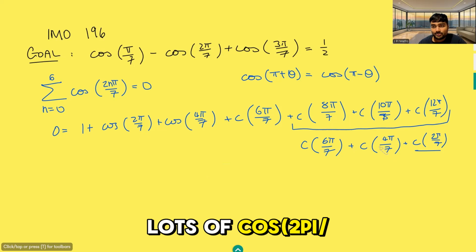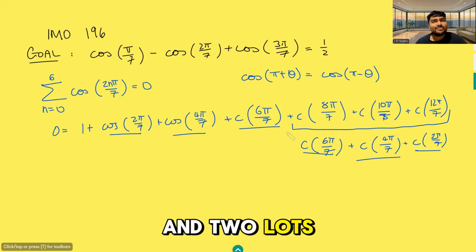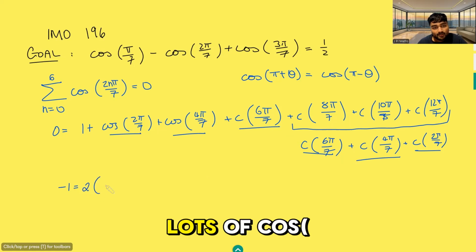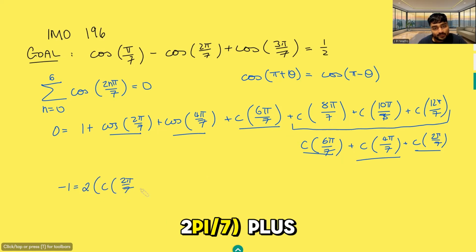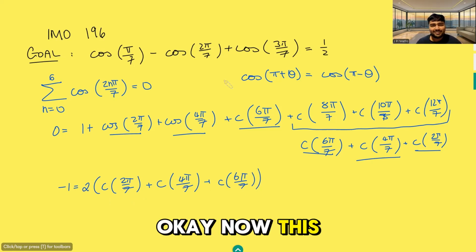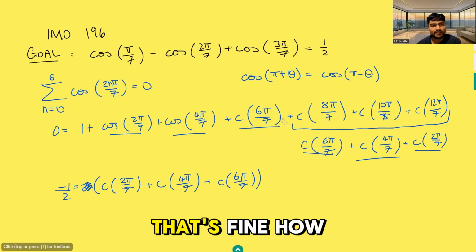Okay, and now we can pair up these terms. We've got two lots of cos 2 pi over 7, two lots of cos 4 pi over 7, and two lots of cos 6 pi over 7. So if I bring the 1 onto the left-hand side, I have minus 1 equals two lots of cos of 2 pi over 7 plus cos of 4 pi over 7 plus cos of 6 pi over 7. Okay, now this is starting to look pretty close to what we want. If we divide by 2, we get minus a half, that's fine.